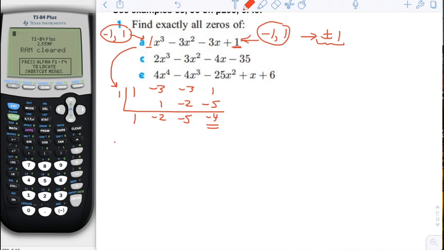So let's try -1. Okay, so we have 1, -3, -3 and 1. Bring down the 1, multiply by -1, add, multiply by -1, add, multiply by -1. And -1 is a factor, okay? So we found that for A, one of the factors is -1.